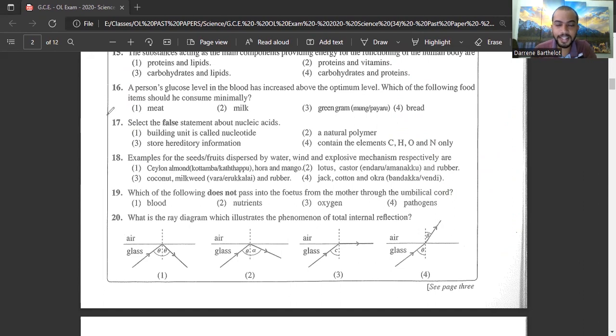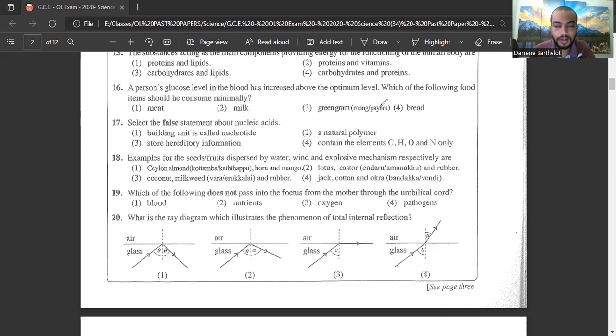Question number 16. A person's glucose level in the body has increased above the optimum level. What is the optimum level? 80 to 120 milligram per 100 milliliters of blood. So which of the food items should he consume minimally? Then you have to choose the answer with the food which gives a high amount of glucose. So when you take meat, it's a protein. When you take milk, it's also protein. So it doesn't give much glucose.